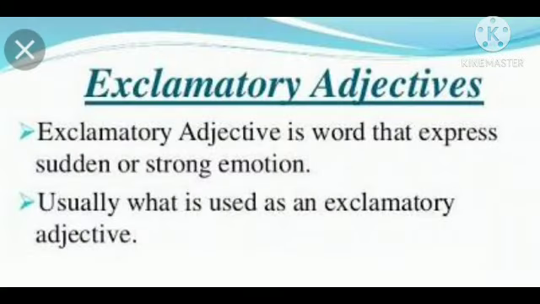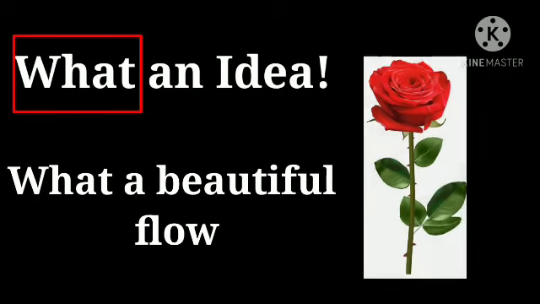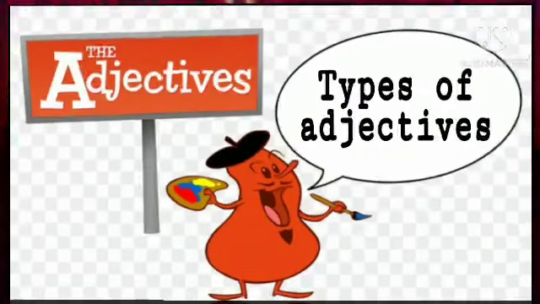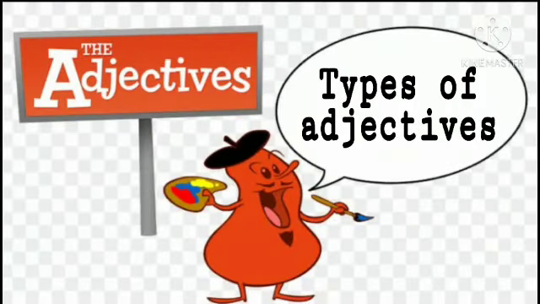Ninth, exclamatory adjectives. It is used to indicate strong emotion. Usually we use the word what to express strong emotion. For example, what an idea! What a beautiful flower it is! So children, this was all about adjective and its types.